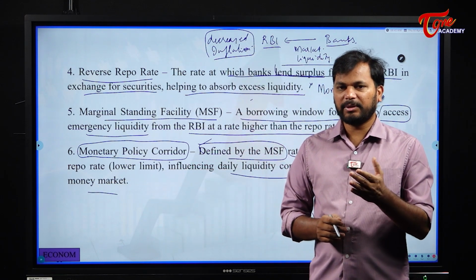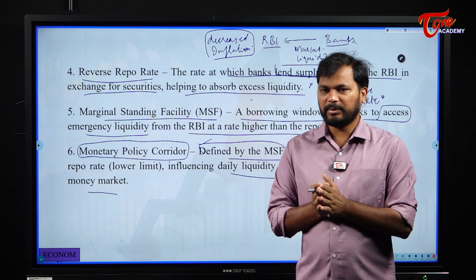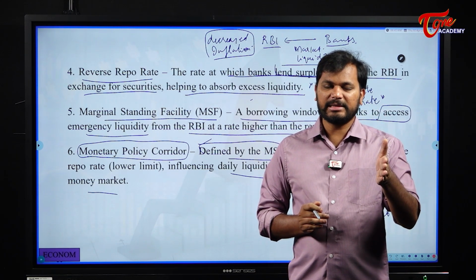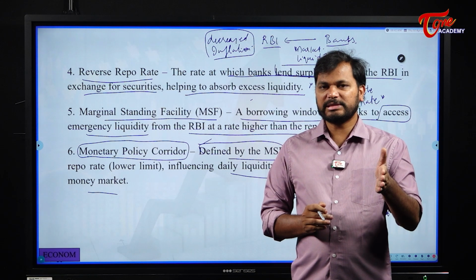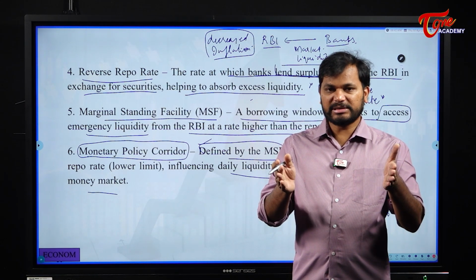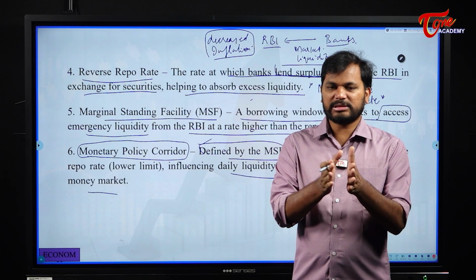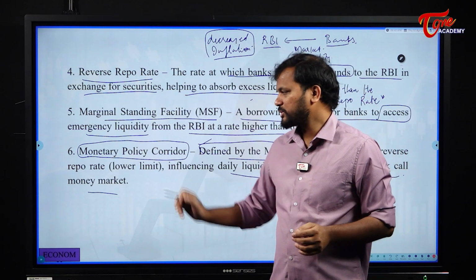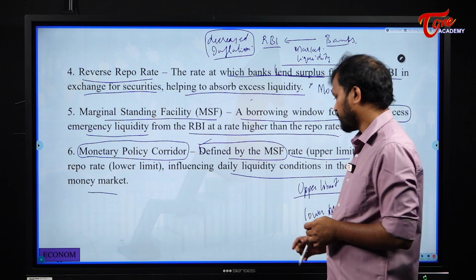Clear? See, for example, monetary policy corridor is nothing but there is a marginal standing facility where the money is available at the rate which is higher than the repo rate, and there is a lowest rate which is the reverse repo rate. This entire range from high to low is what is called as the monetary policy corridor. Clear? Next.